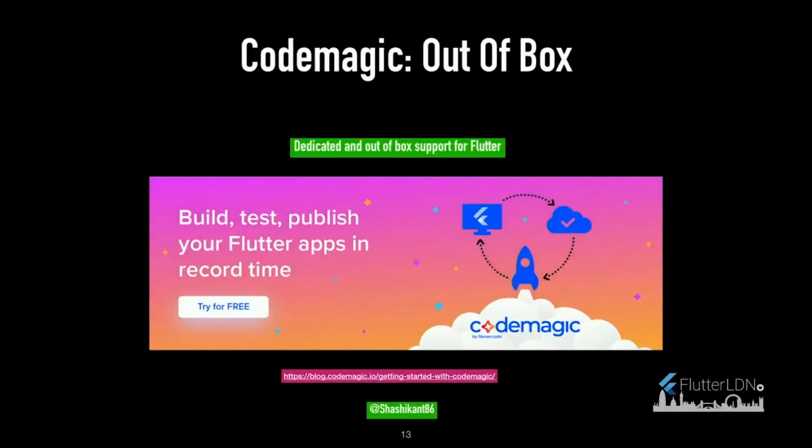But good news is that there's Codemagic. So Codemagic, you don't have to do any of this. You just point your Flutter app to Codemagic, and Codemagic will do everything for you. So build your app, test your app, and even publish the artifacts and push it to your Slack channel or whatever you configure there.